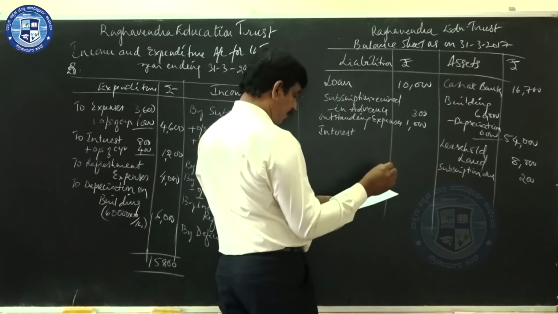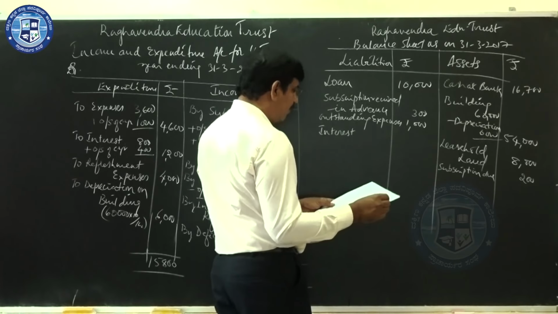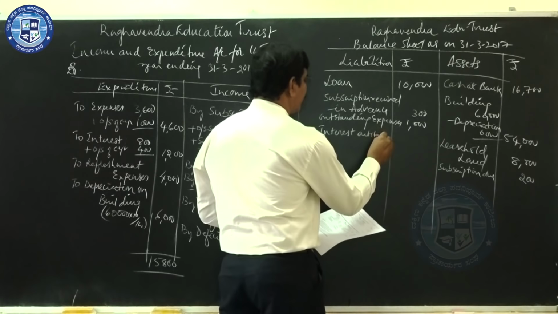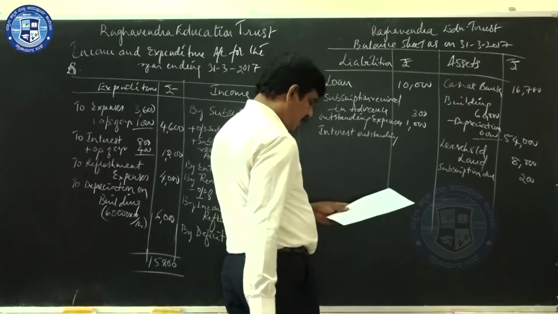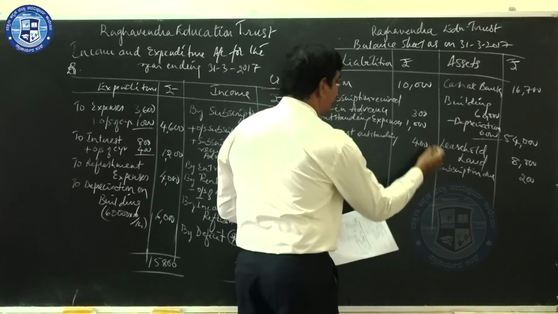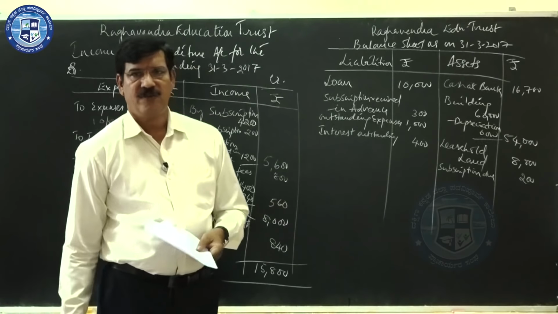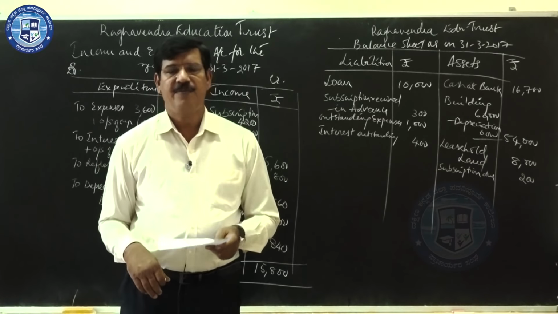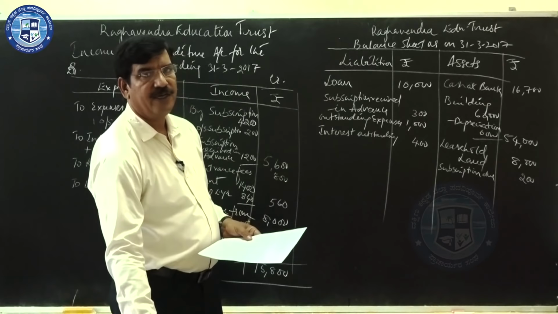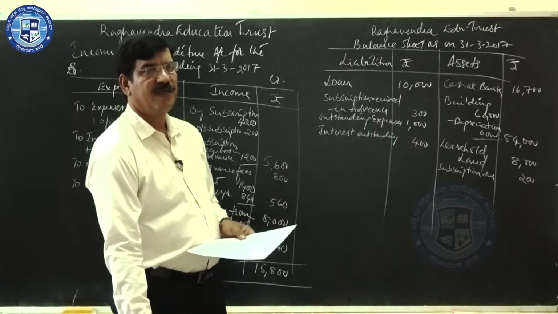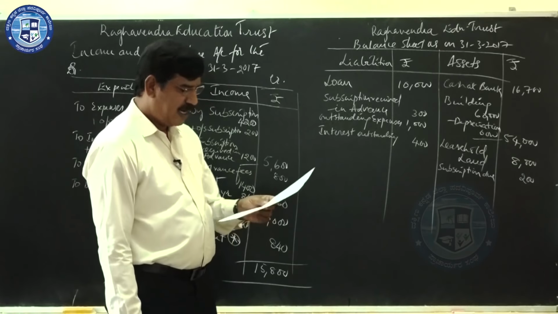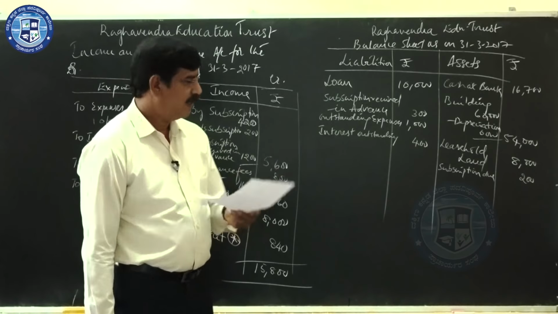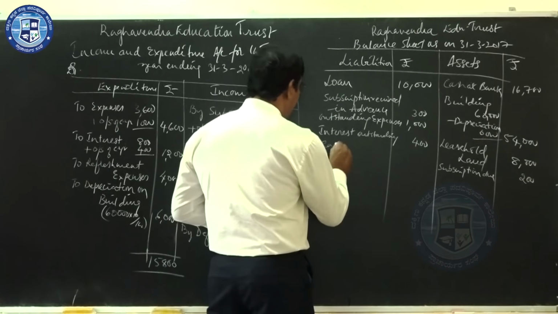Interest outstanding, the amount is 400. Half of the entrance fees is to be capitalized, that we have to add to the capital fund, and depreciate building by 10%. The depreciation has to be entered in the income and expenditure account. We have entered it already, and it has to be deducted from the building in the balance sheet. Okay, now let's see the capital fund. What is the capital fund?